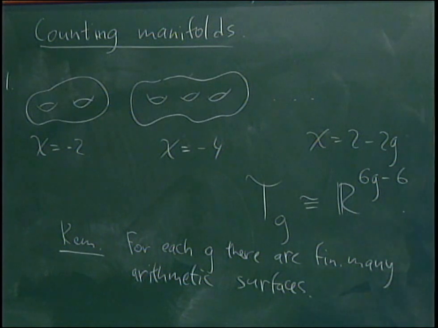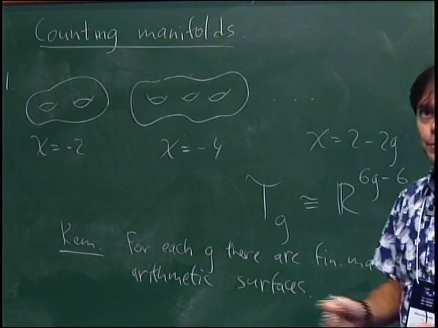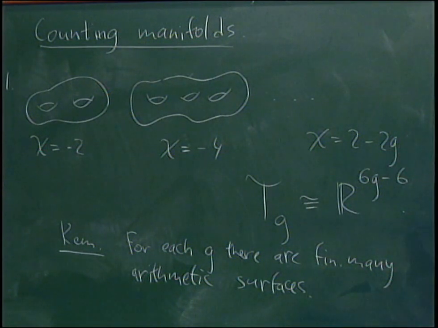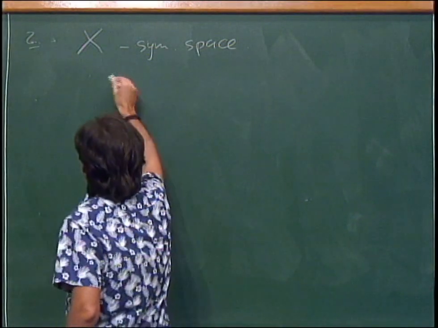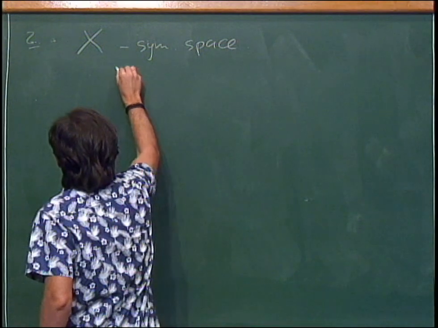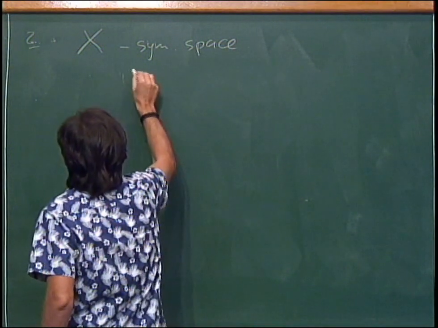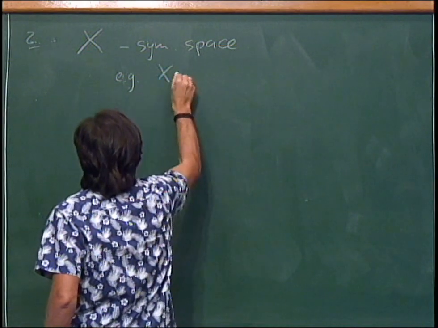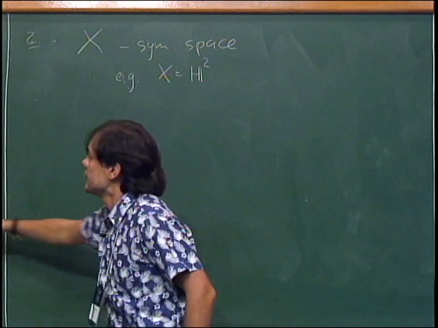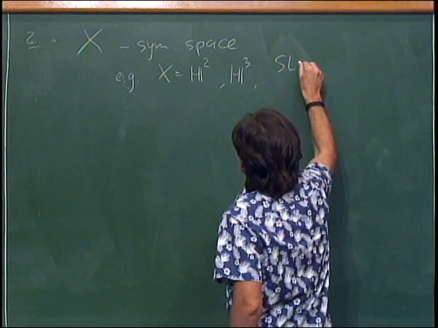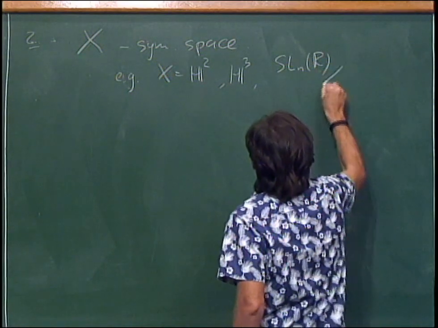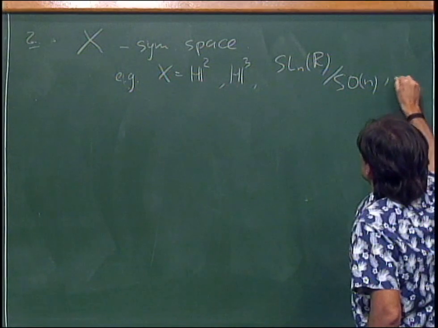Now, the general setup can be formalized as follows. We look at a symmetric space. Let me denote it X. So this is a homogeneous space which corresponds to some Lie group. Okay. For example, it can be hyperbolic plane, like in this example, or hyperbolic 3 space, or some space like, say, SLN R modulo SON. And there are other examples.